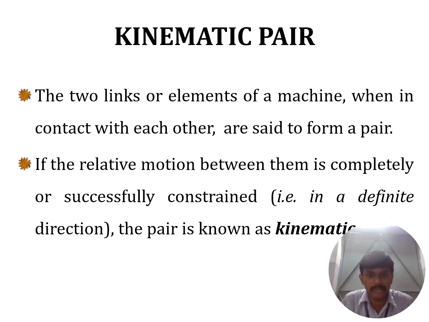Next one is the kinematic pair. A kinematic pair consists of two links. Two links, or elements of a machine, which are in contact with each other is said to be a pair. If the relative motion between them is completely or successfully constrained, the pair is known as a kinematic pair. This is the pair: one link and then another link. This is considered one pair.